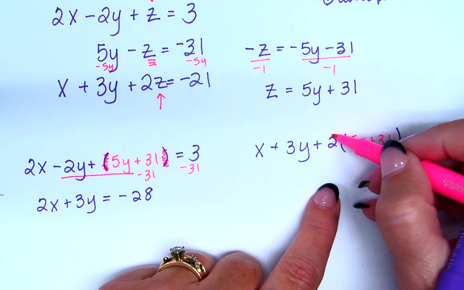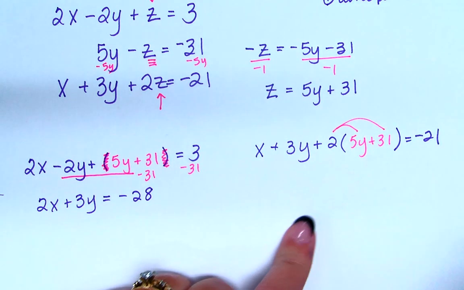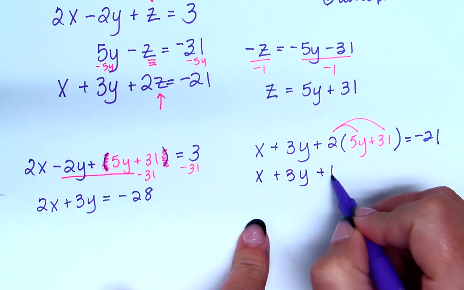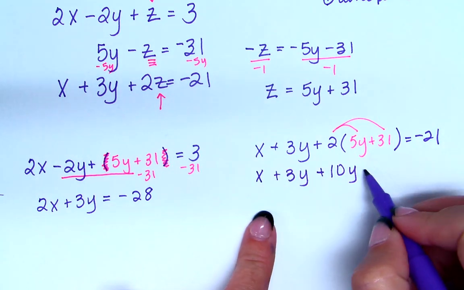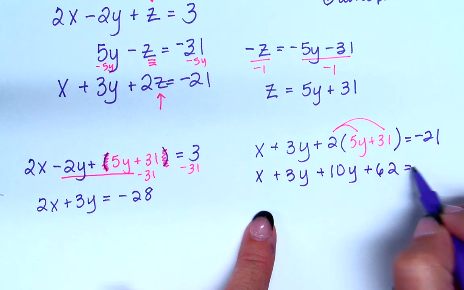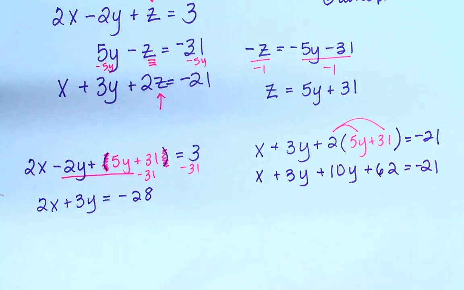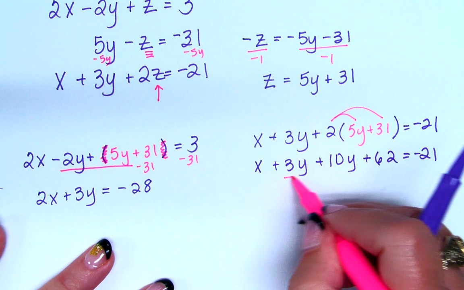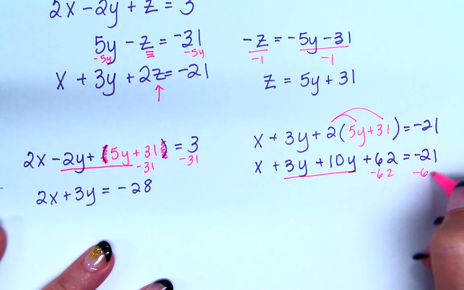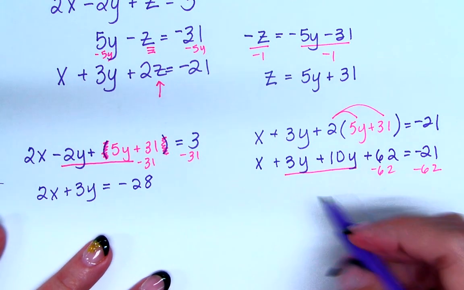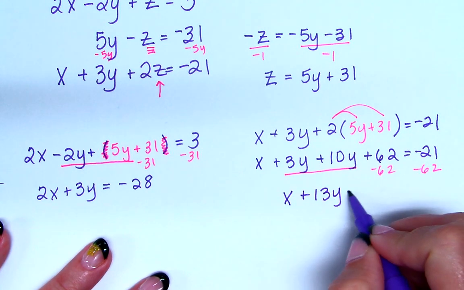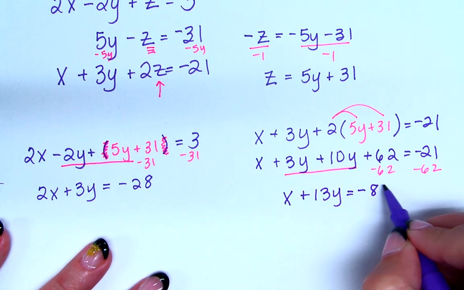Now I do have some distributing to do here. So I get x plus 3y plus 10y plus 62 equals negative 21. So I have those two, and then I need to also subtract my 62 from both sides, right? x plus 13y equals negative 83.